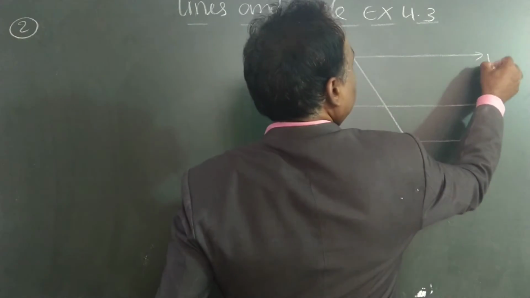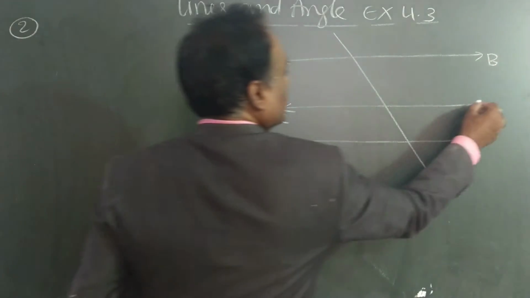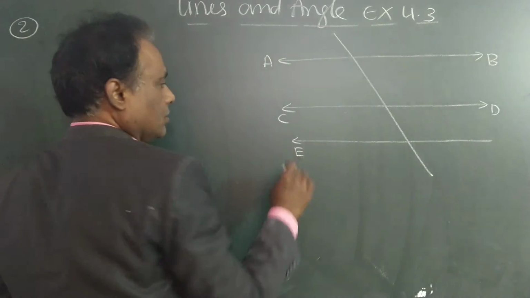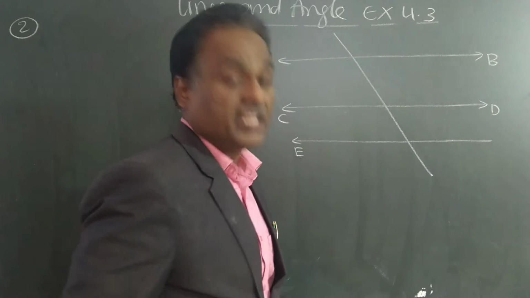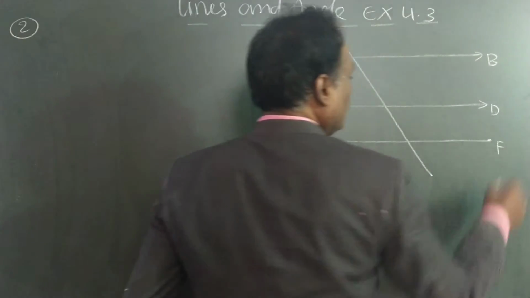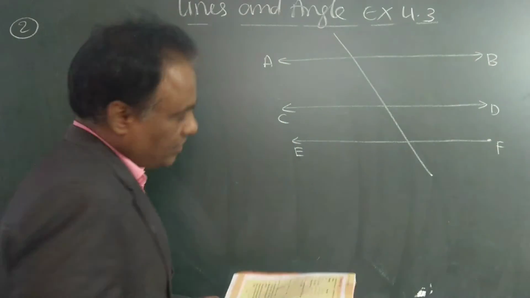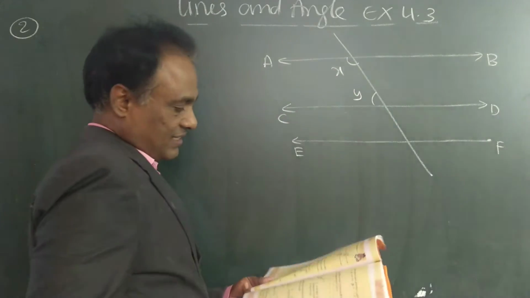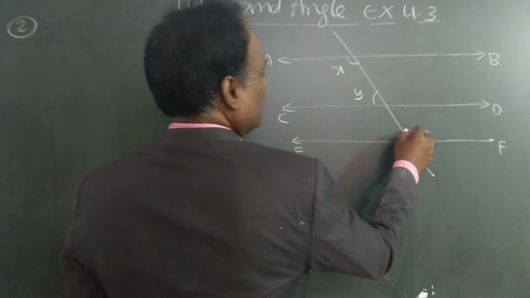AB, CD, EF. This is X, this is Y, this is Z.